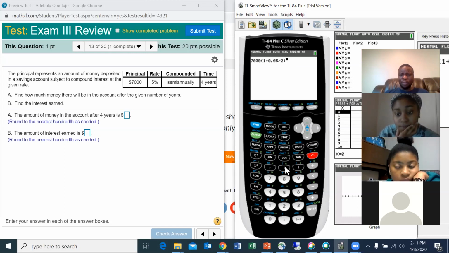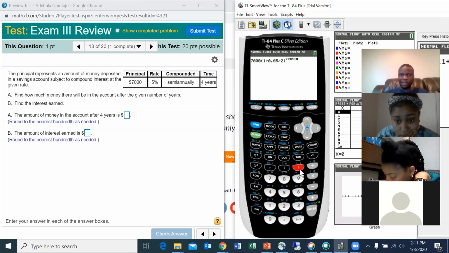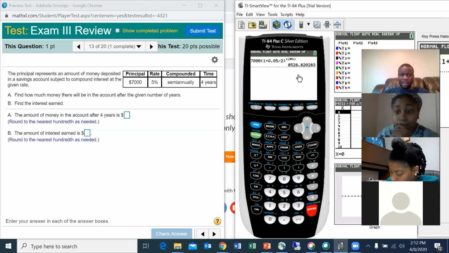Once you have that, you open the parentheses and you type in N times T. N is 2 times T, which is 4. And you close parentheses. And then you enter to find the result. So in this case, the amount of money is 8528.82, 2 decimal places.